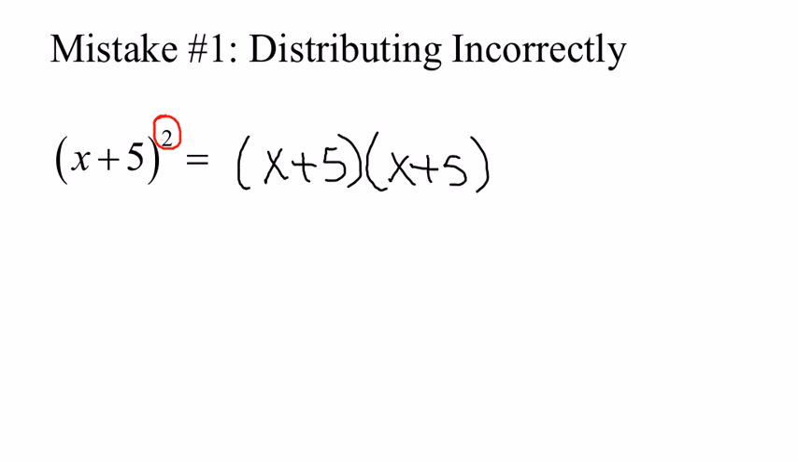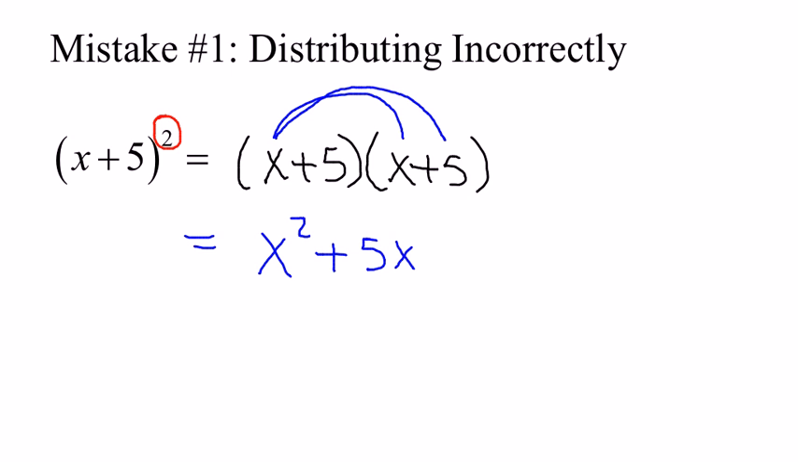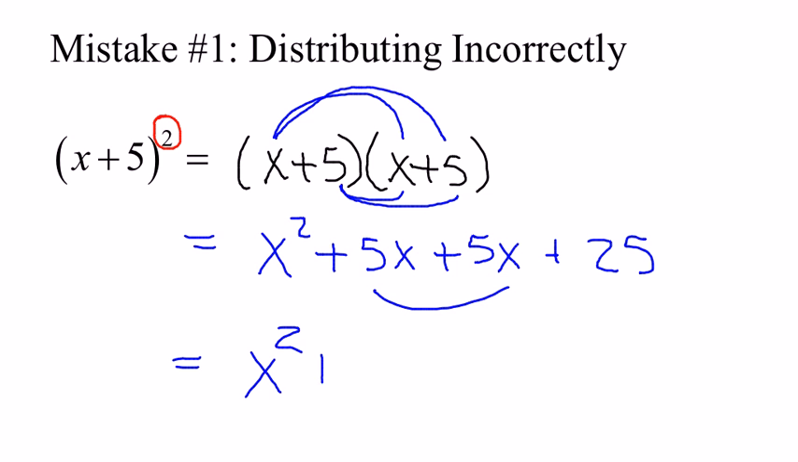So using the distributive property, we'll say, okay, well, I've got x times x, which is equal to x squared. Then I have x times 5, which is equal to 5x. And then 5 times x, it's still plus 5x. And then 5 times 5 is 25. So, adding together like terms, we get x squared plus 10x plus 25.